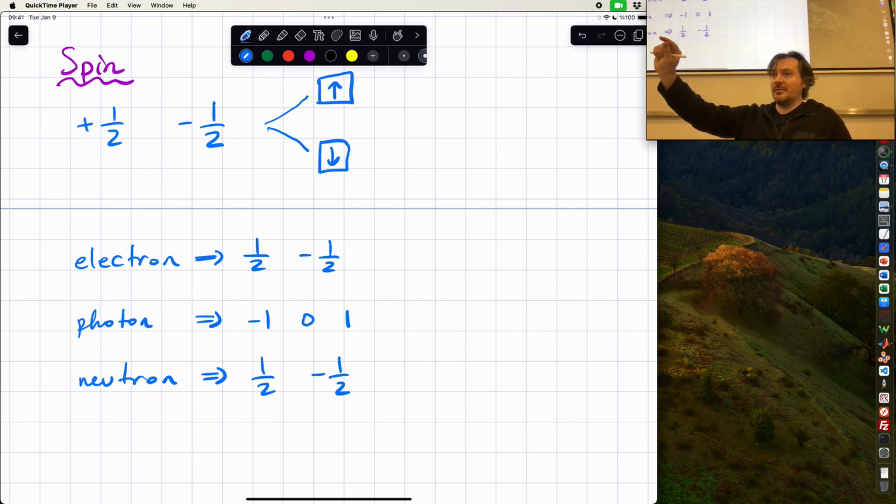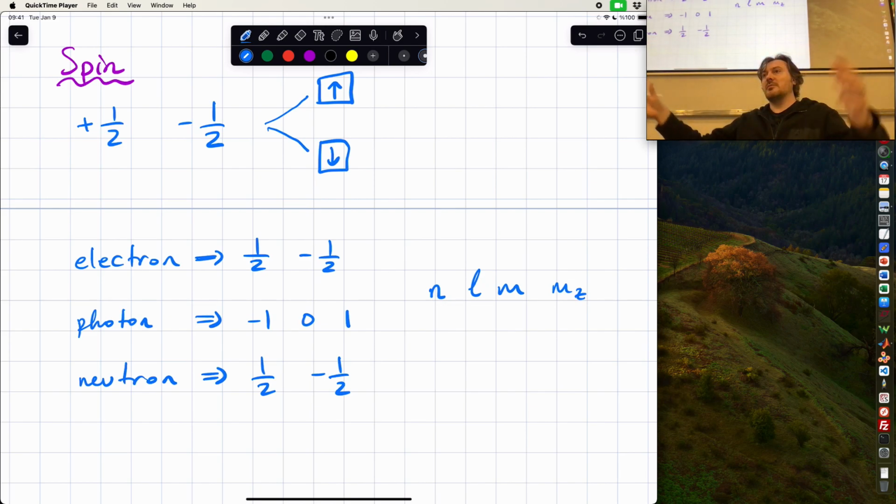So why is that happening? Because they realized that besides n, l, and m, the quantum numbers that we have in the Schrödinger's equation, we need another quantum number, m_s, that would correspond to up spin and down spin. Does it make sense? Yes? So this number was suggested by the experiment. Yeah, the idea of spin was suggested to explain the experiments.